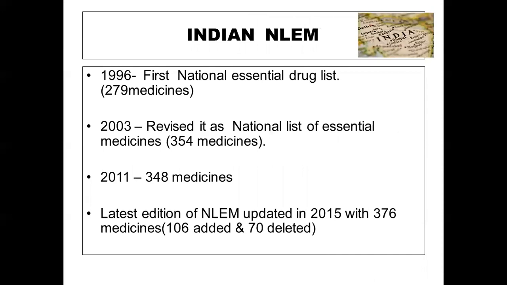We'll concentrate on our country, that is the Indian NLEM. The first national essential drug list of India was prepared in 1996, and it had about 279 medicines. In 2003, it was revised as the national list of essential medicines. Instead of the term drug, the term medicine was used, and it contained 354 medicines. In 2011, the list had 348 medicines, which means some medicines were deleted. The latest edition of NLEM, updated in 2015, has 376 medicines. That means 106 were added and 70 were deleted.